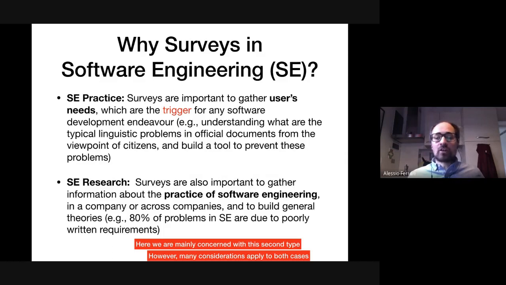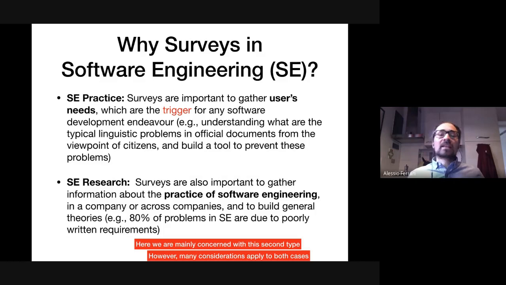In software engineering research, they are important to gather information about the practice of software engineering, in companies or across companies, and to build general theories, because, as you remember, surveys allow us to build theory that generalizes across actors. For example, a theory that can be derived from a survey can be that 80% of problems in software engineering are caused by poorly written requirements.